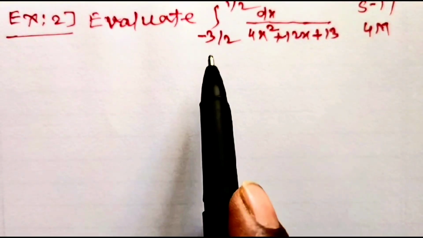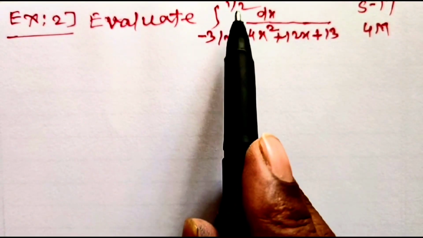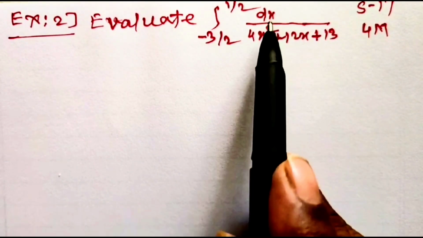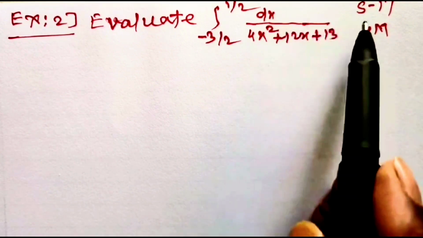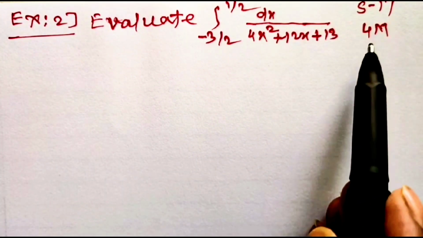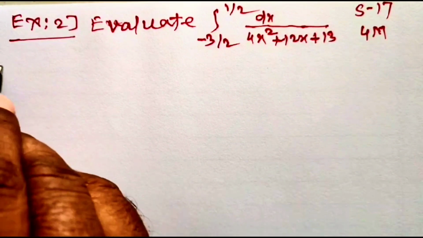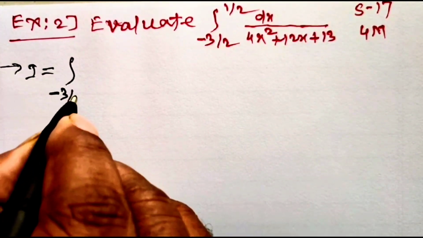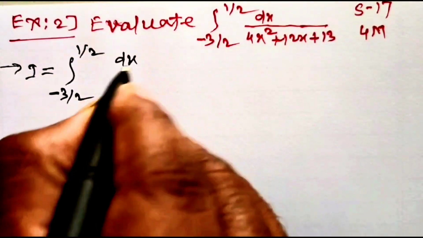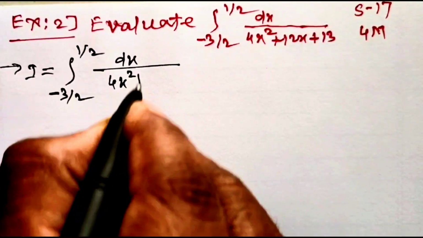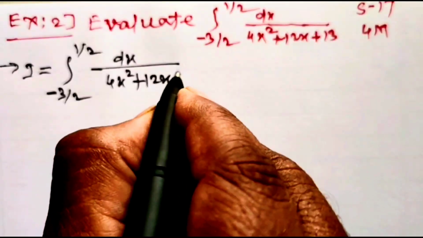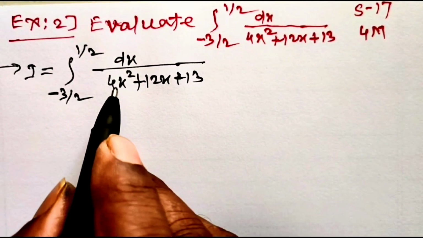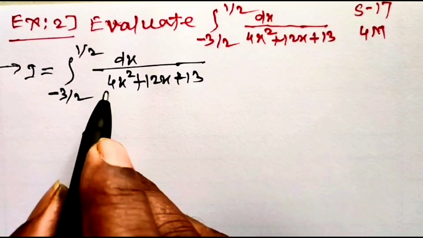Evaluate the integral from minus 3 upon 2 to half of 1 upon 4x square plus 12x plus 13 with respect to x. This sum appeared in summer 17 for 4 marks. Consider the given integral as I. I is equal to integral from minus 3 upon 2 to half dx divided by 4x square plus 12x plus 13. The denominator is a quadratic function. Make the coefficient of x square 1, taking the coefficient of x square common.